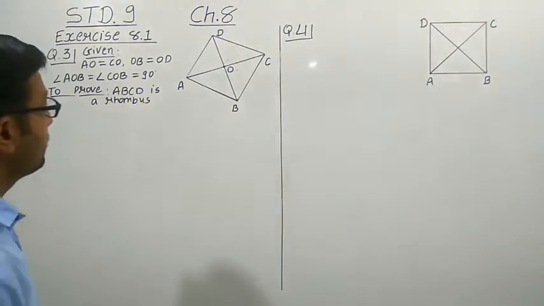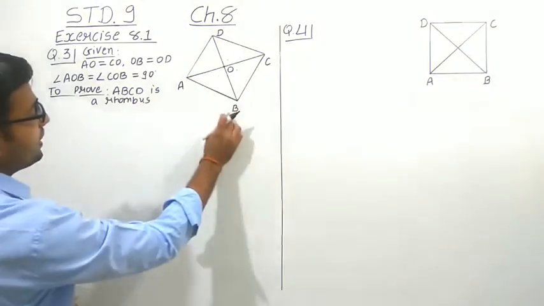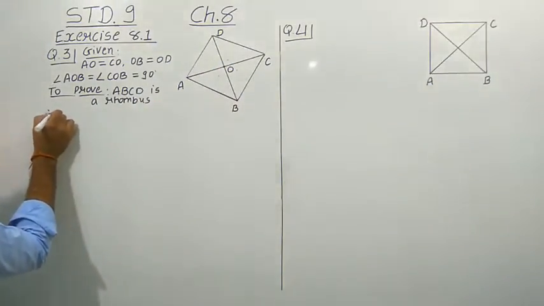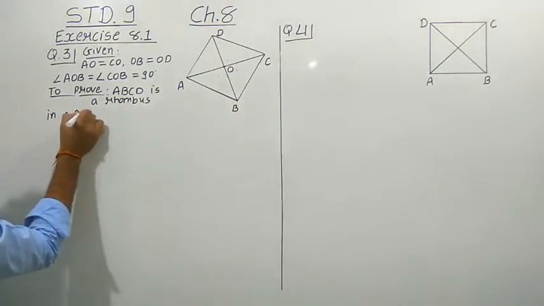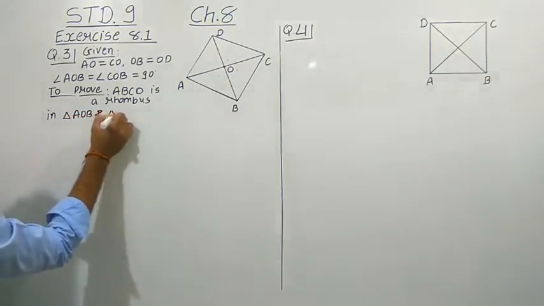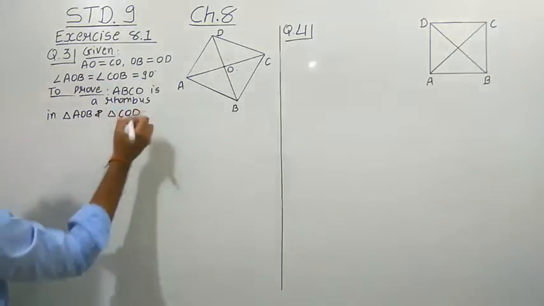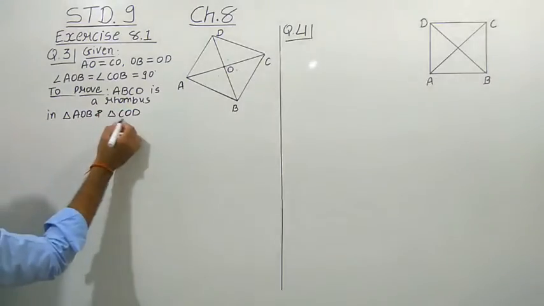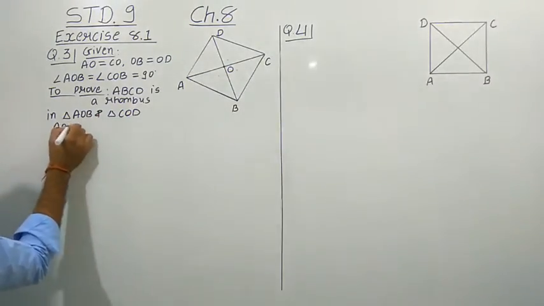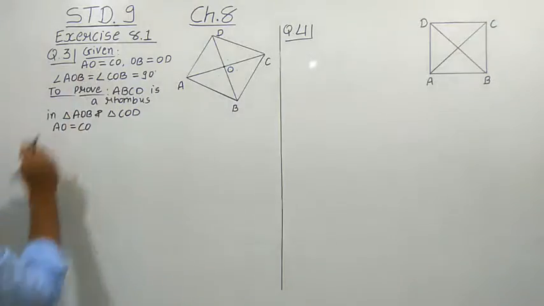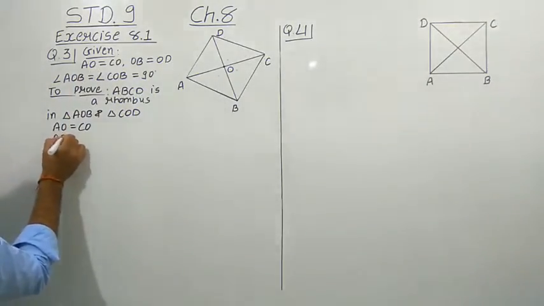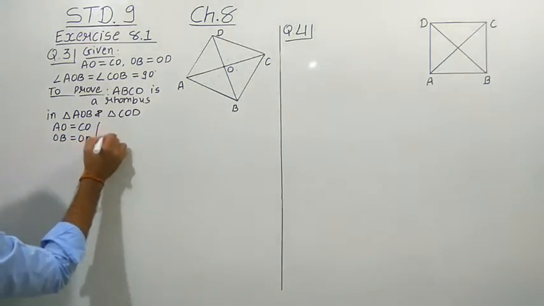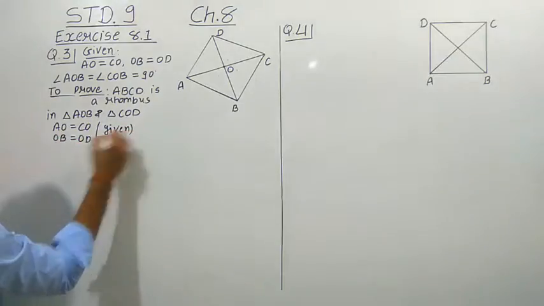Let us consider the two triangles, triangle AOB and triangle COD. In triangle AOB and triangle COD, what are the conditions? We can write that AO is equal to CO. This is the given condition. In the same way, the second condition is OB is equal to OD. So these two conditions are already given.